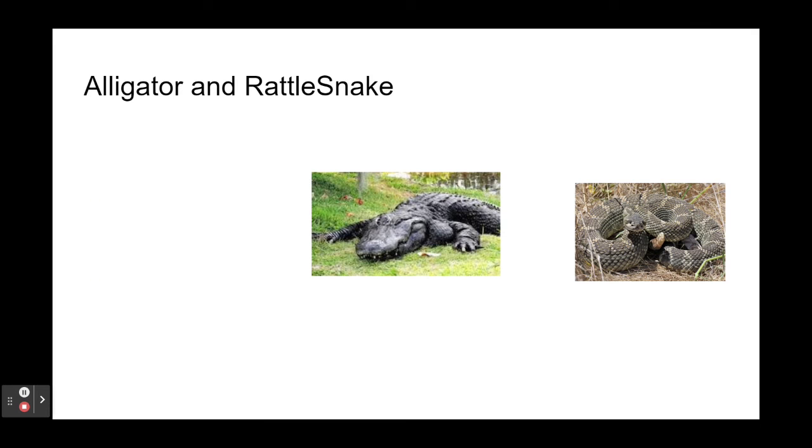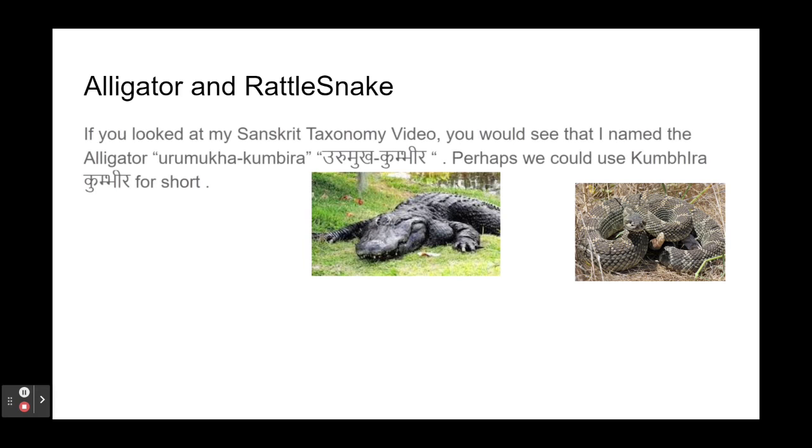Please use local languages. Alligator and rattlesnake. By the way, alligators are different from crocodiles, although they're both crocodilians. If you ever looked at my Sanskrit taxonomy video, you would see that I named the alligator urumka kumbira, which means a wide-mouthed crocodile or wide-mouthed crocodilian, and perhaps we could just use kumbira for short.